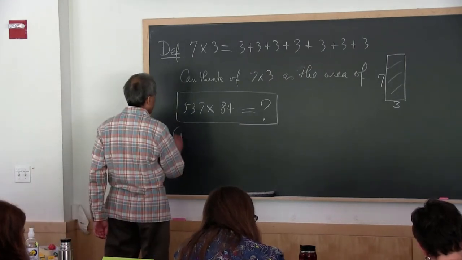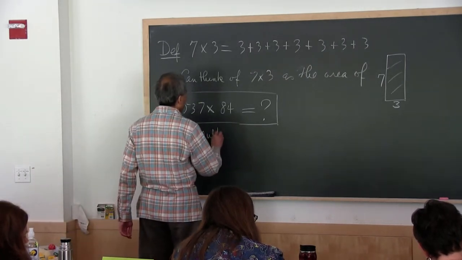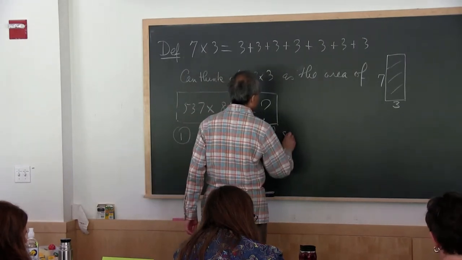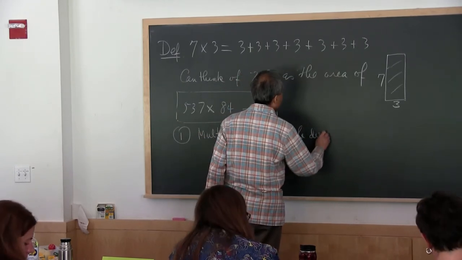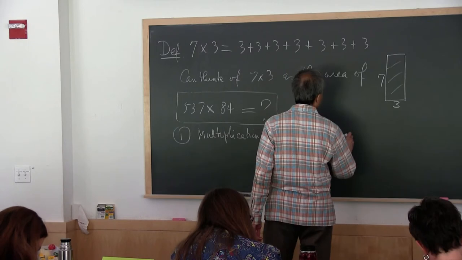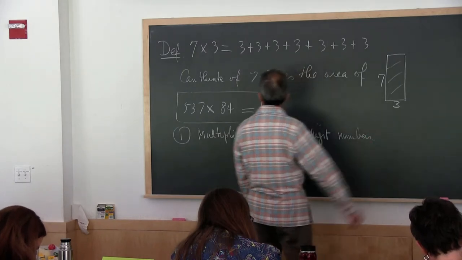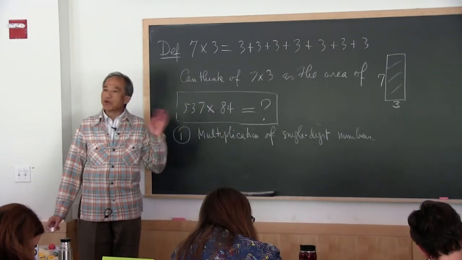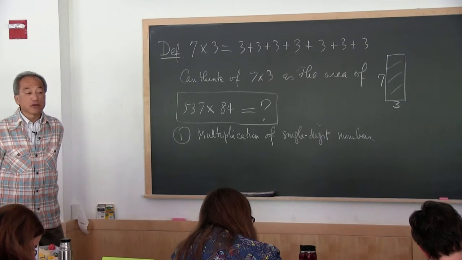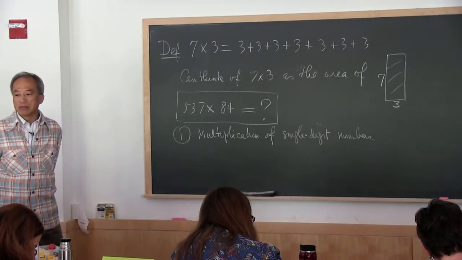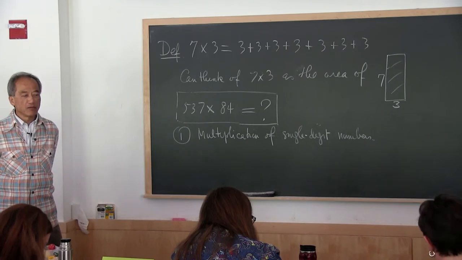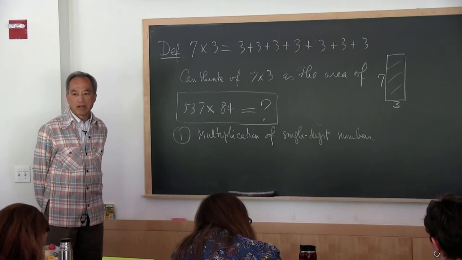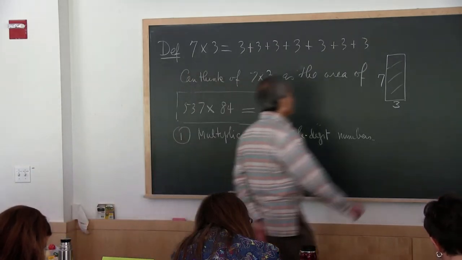The first step is multiplication of single digit numbers. That we don't do for the simple reason that there's nothing to talk about. Just memorize them. 3 times 7, what is it? 7 plus 7 plus 7, you add and you find out. That's it, right? That's for the multiplication table.